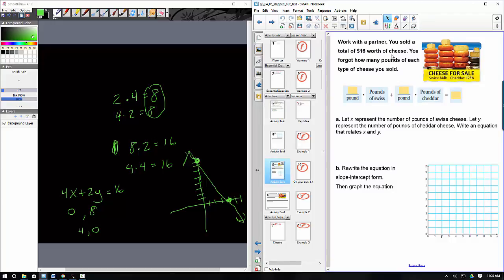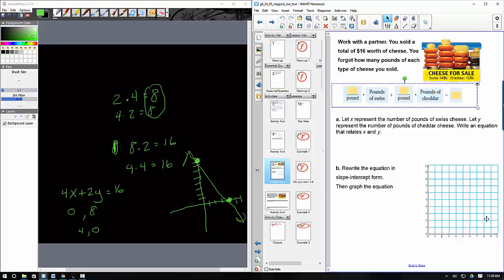Here's another one that I want you to try to do. It's the same thing. So $4 for Swiss cheese, $2 for cheddar cheese. You're going to go through here and let X represent the number of pounds for Swiss. So that's the $4, right? So that'd be the 4X. And then the $2 for the cheddar. So 2Y, and that equals 16.